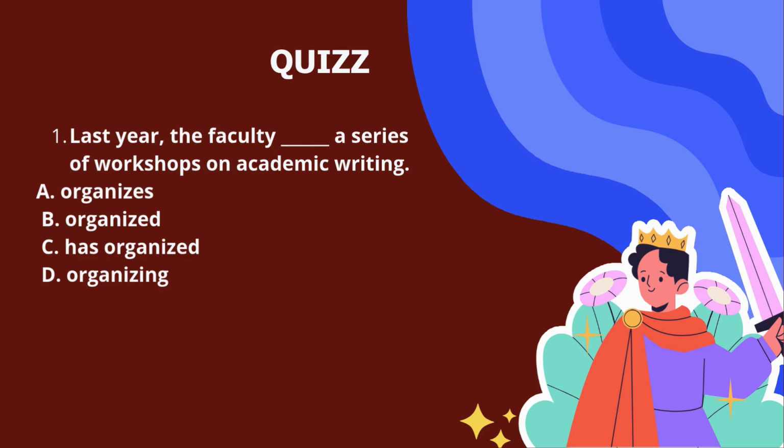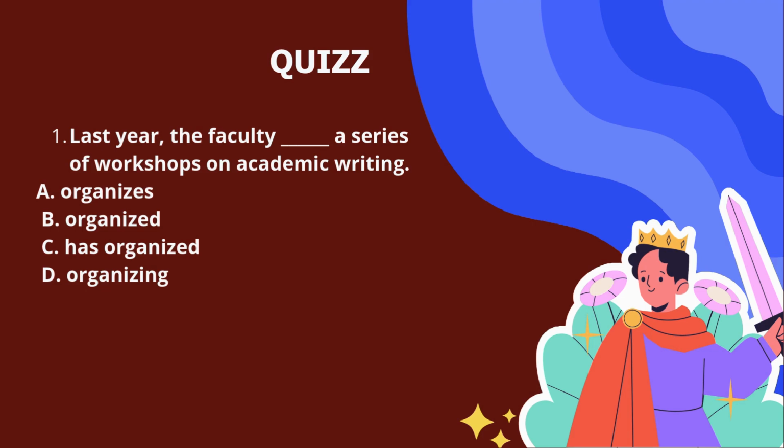Okay, we come to the quiz. Let's check our understanding about simple past tense. Look at the sentences. The first question. Last year, the faculty blank a series of workshops on academic writing. What do you think? Which answer is correct? Okay, let's see. There is a complement in that sentence, last year. Because there's last year, it means the sentence will use past tense. So in past tense, we use verb 2. So the best answer is B.